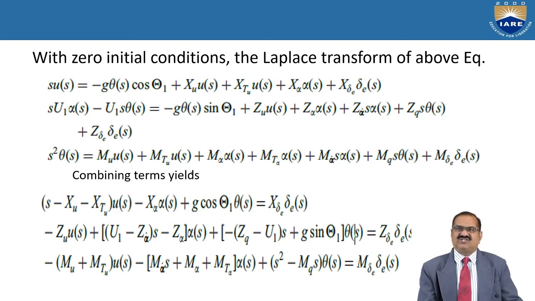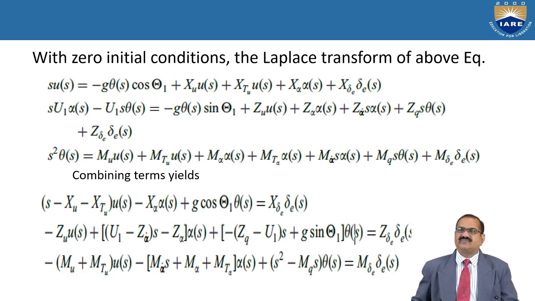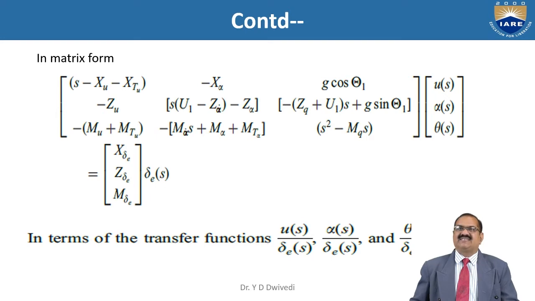So combining these terms, this yields s minus Xu, minus X_Tu; the u terms we have taken separately, minus X_alpha into alpha s plus g cos theta 1 theta s is equal to X_delta_e into delta_e s. Like this, here we have all the u terms in one column, then alpha s in another column, and all we have made in the same fashion.